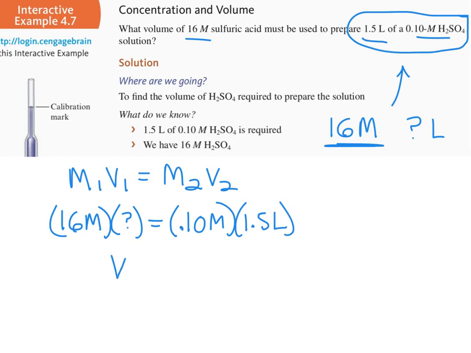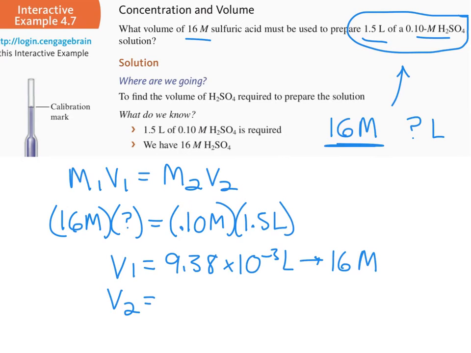And then when we do this dividing, we go ahead and solve, and we get 9.38 times 10 to the negative third liters, and this is of our 16 molar that we need to use. And then just to make it even easier, I'm going to go ahead and put this into milliliters by dividing by 1,000, so 9.38 milliliters. So that's how much 16 molar H2SO4 I need to use.